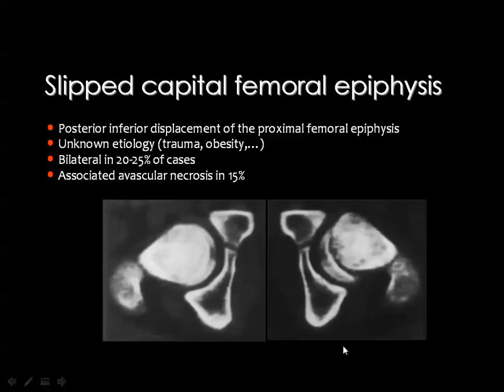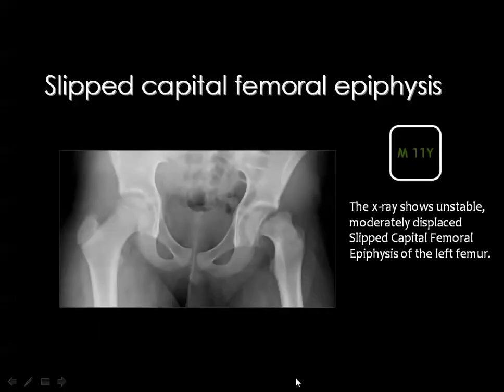The actual cause is not usually appreciated by the patient, and it may be due to some mild trauma, or in obese patients, for example. And bilateral slipped capital femoral epiphysis can be seen in about 25% of the cases. And whenever the epiphysis is slipped, it's liable for avascular necrosis as well.